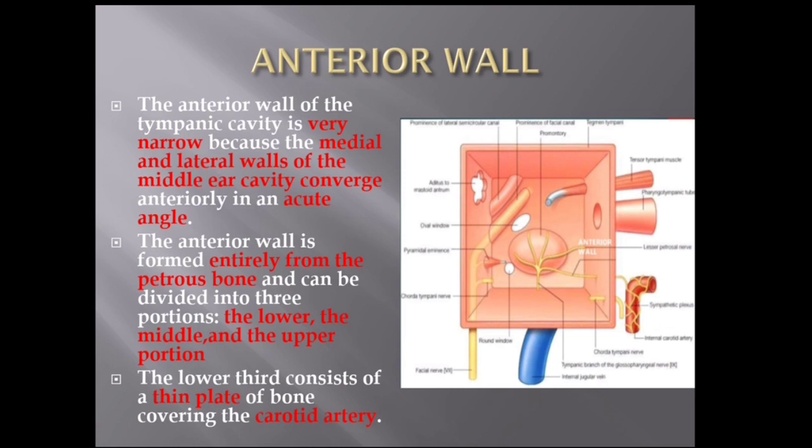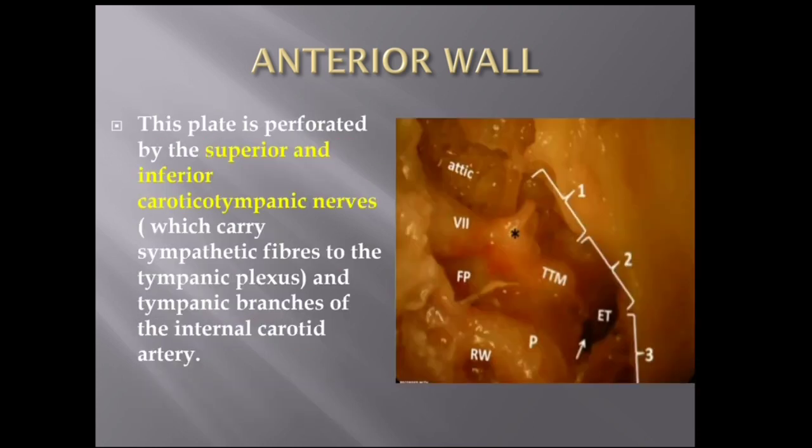Now the anterior wall. The anterior wall of the cavity is very narrow because the medial and lateral walls of the middle ear cavity converge anteriorly at an acute angle. The anterior wall is formed entirely from the petrous bone and can be divided into three portions: upper, lower, and middle part. The lower third consists of a thin plate of bone covering the carotid artery. So in this diagram we can see the upper, middle, and lower parts of this anterior wall of the tympanic cavity. This is the opening of the Eustachian tube.